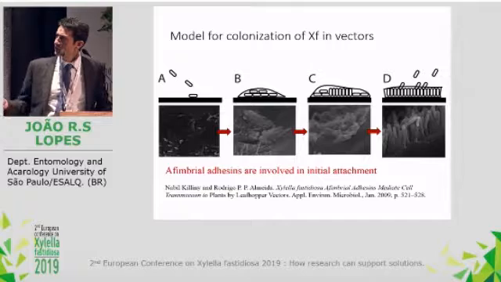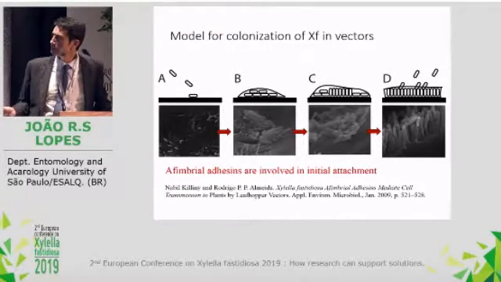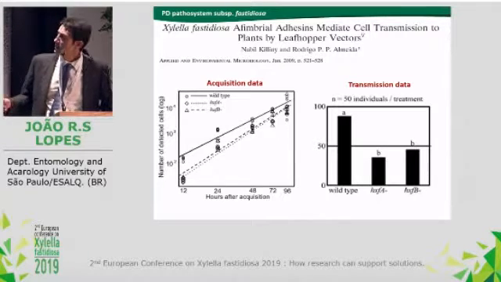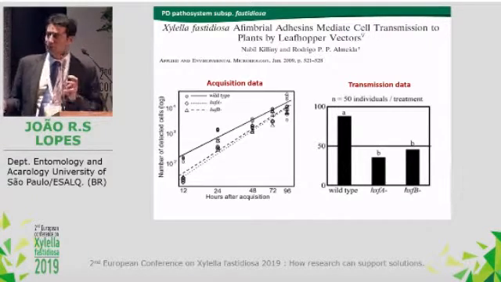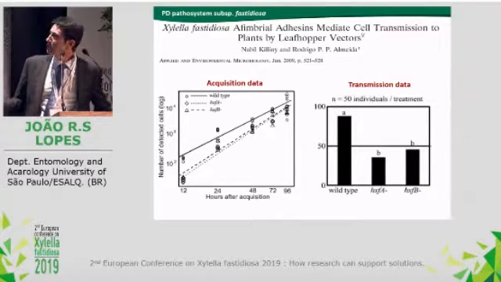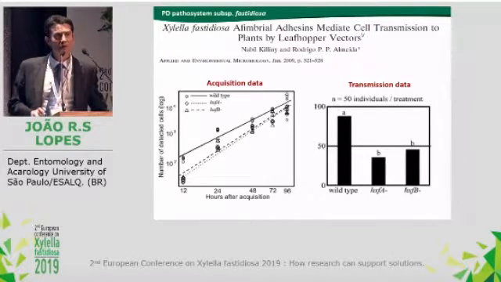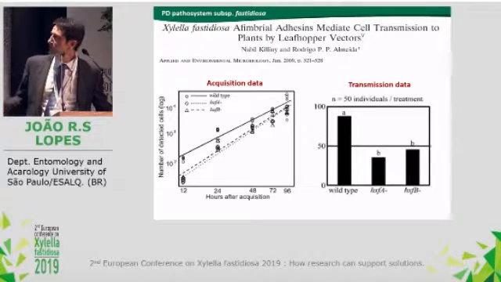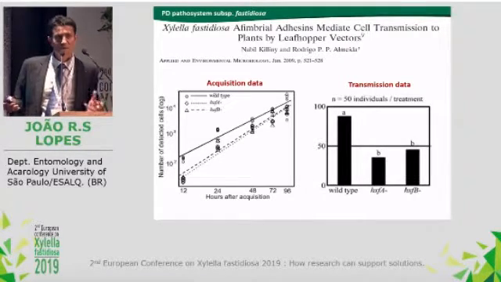And afimbrial adhesins are particularly involved in initial attachment, for example. This is a study. I'm going to just make a review of background information on that. Some of these proteins have been tested. For example, hemagglutinin-like genes that code for these afimbrial proteins, like XadA, XadB, and XadC, were tested for transmission.